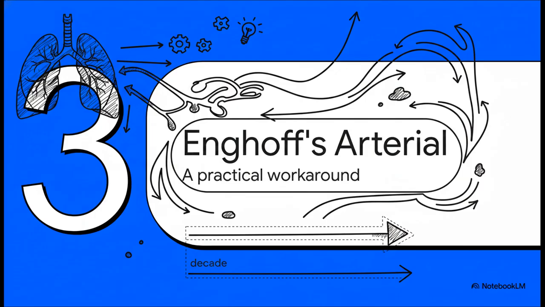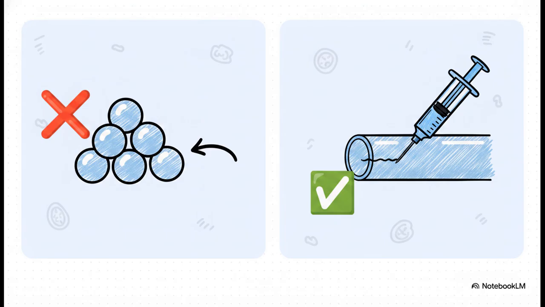Which brings us to Section 3, Enghoff's arterial modification. Let's see how this roadblock turns into a clinical tool, thanks to a clever tweak that went totally unrecognized for over a decade. This is such a brilliant illustration of theoretical perfection clashing with clinical reality. So in 1938, Henrik Enghoff proposed a much more pragmatic workaround to Bohr's impossible variable.